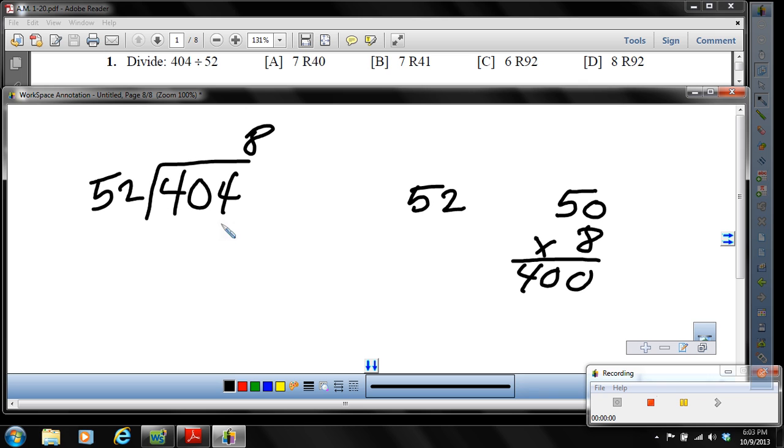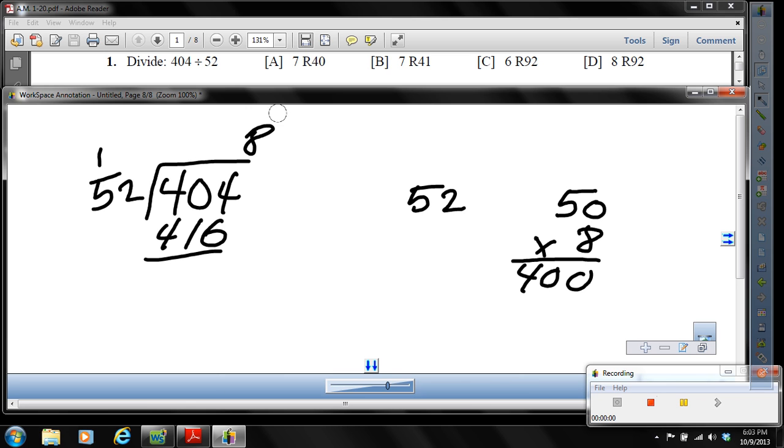8 times 2 would be 16. So I'll put my 6, carry my 1, 8 times 5 would be 40, plus 1 more would be 41. Okay, we have a dilemma because 416 is bigger than our dividend. So we're going to have to go back and we're going to have to correct the 8 and change it to 7.